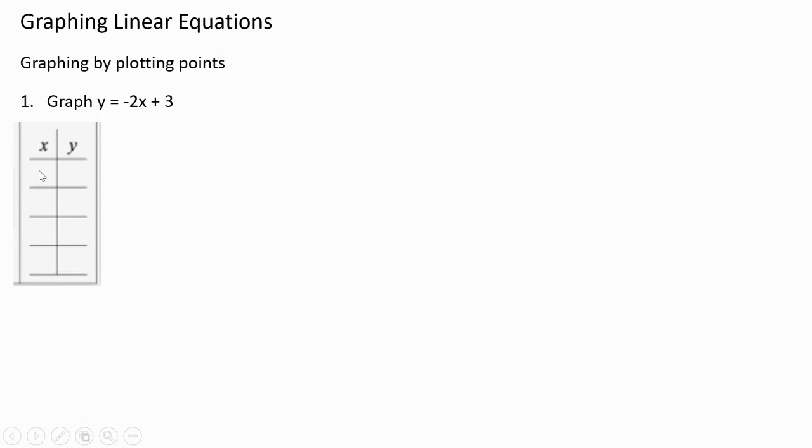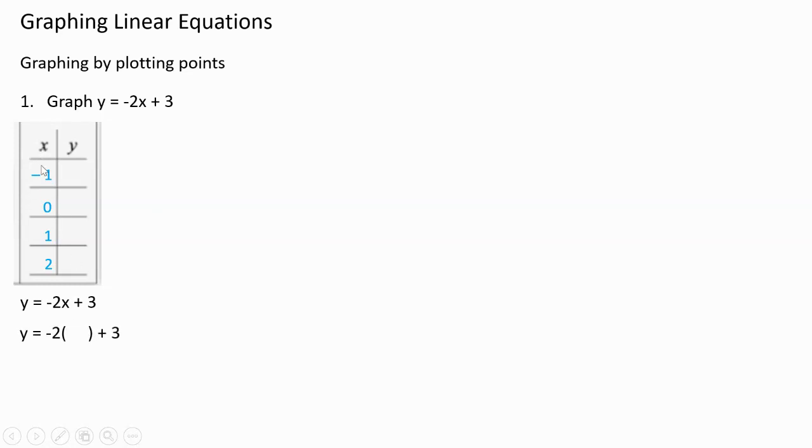So here, guys, what are the wise choices to use for x? Because you're going to choose values for x and then plug them in to find y. It's always good to use small numbers or small integers. For example, I'm going to use negative 1, 0, 1, and 2. But you can use any number that you want. My opinion is to try to use smaller integers.